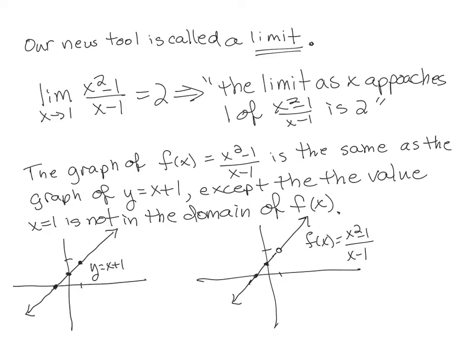Okay, so the graph of this function is just the graph of the simplified form, x plus 1. You see this graph right here, right? It crosses the y-axis at +1. It crosses the x-axis when x is -1. Connect the dots, boom, you're done.